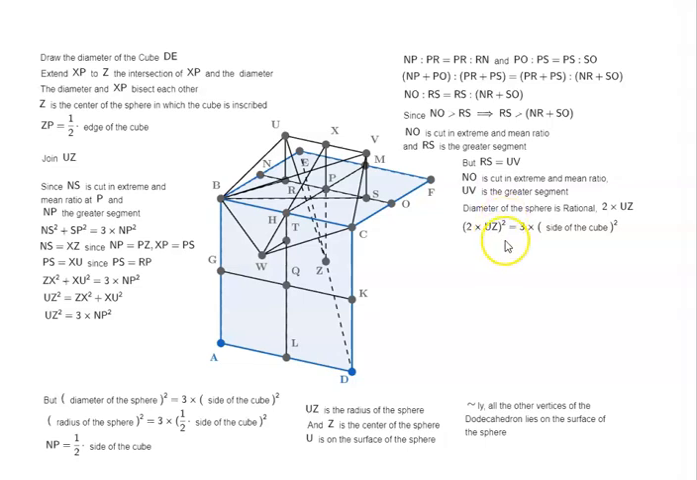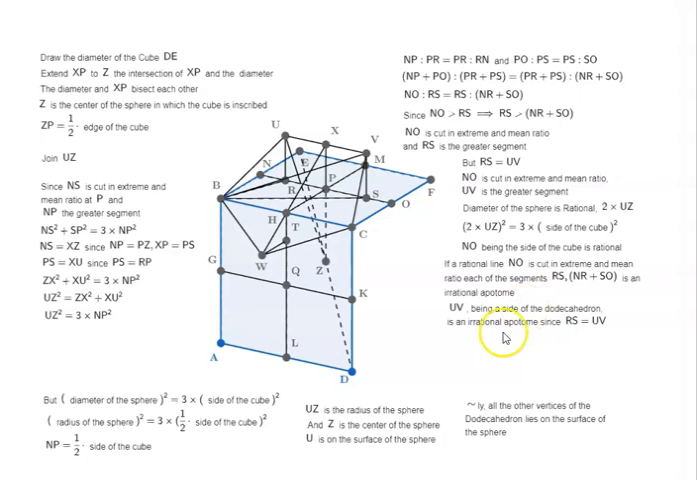So 2 times UZ square is equal to 3 times side of the cube square. NO being the side of the cube is rational. And we know if a rational line NO is cut in extreme and mean ratio, each of the segments, that is RS and NR plus SO, is an irrational apotome. So UV being a side of the dodecahedron is an irrational apotome since RS is equal to UV.